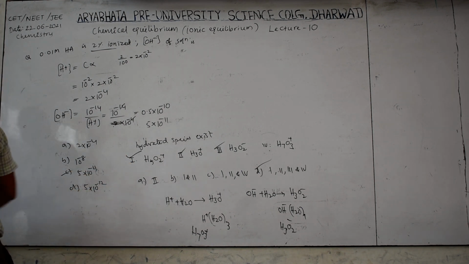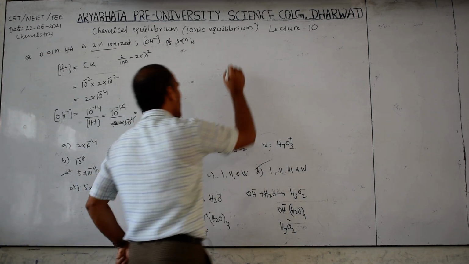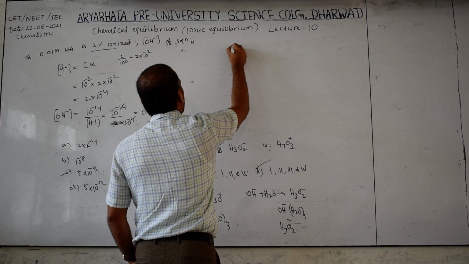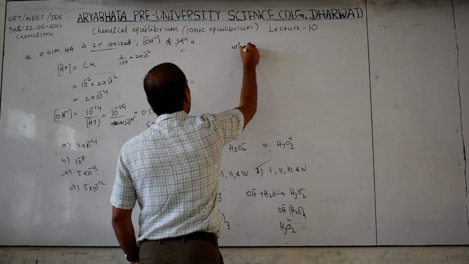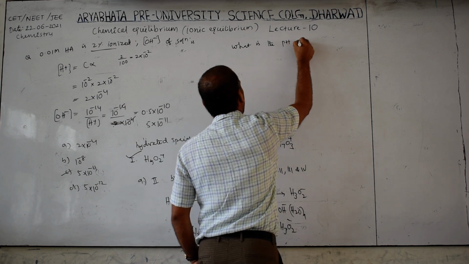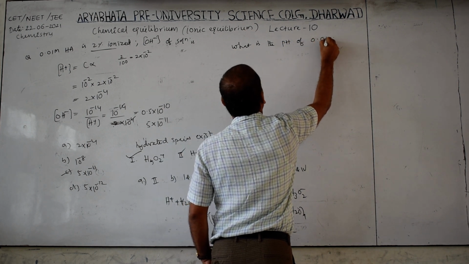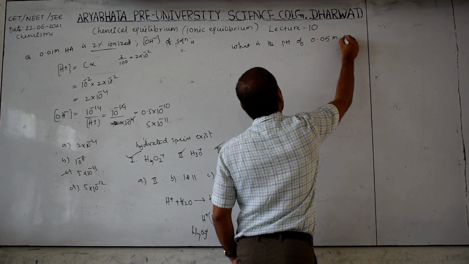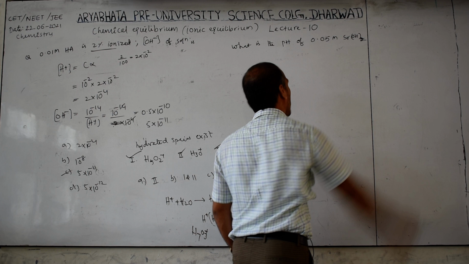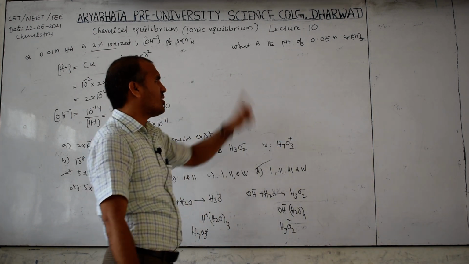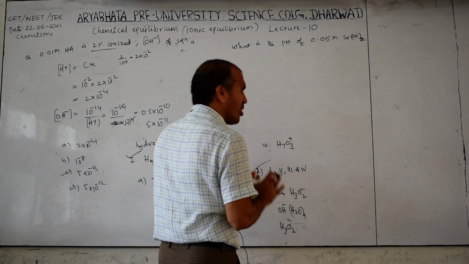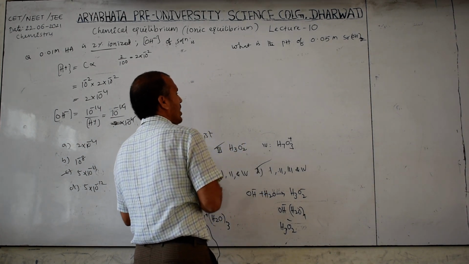Like this. Now, one question here. What is the pH of 0.05 M strontium hydroxide or barium hydroxide? Anyone consider? Now this is a base, but they are asking pH. Then first you have to calculate pOH, then go for pH.